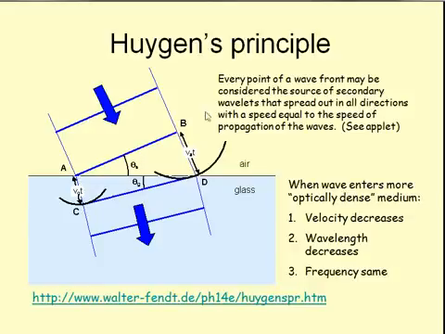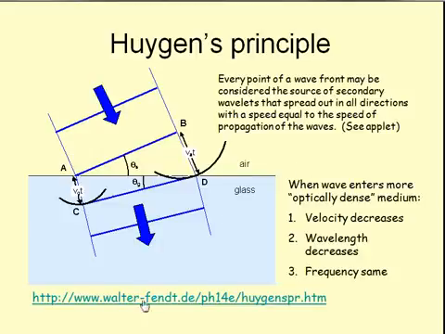And what he said was essentially that a light wavefront can be considered a line of individual tiny little sources of light or perhaps sound. So for example, if a wave comes and it hits a particle here, this particle is going to emit its own spherical wave of its own. Okay, so what does that mean?